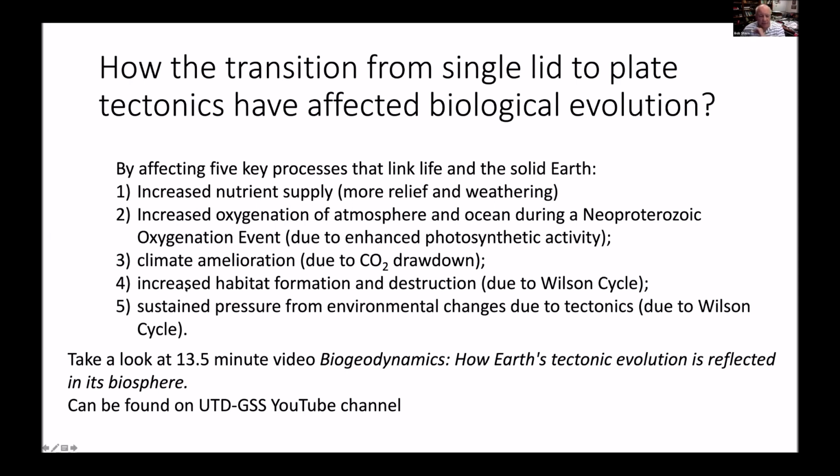There would have been increased habitat formation and destruction due to the Wilson cycle. Evolution happens when you get isolation and differential stress, and that would have been happening as a result of the continental shelves forming and moving around. And then there would have been sustained but gentle pressure from environmental changes due to tectonics.